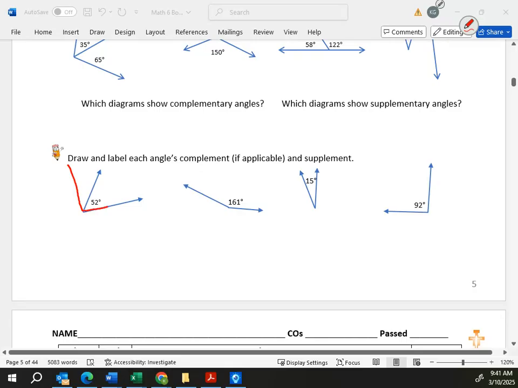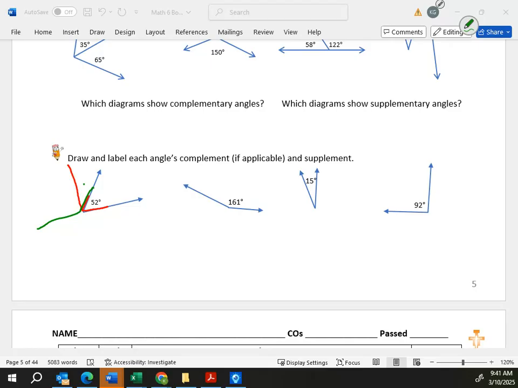So what would this angle be that would make it complementary? And then what would this angle be that would make it supplementary? So for this one, you're going to have to give me two angle measurements. One for that to make it 180 degrees and one for the 90 degrees. So some of them you have to give two angle measurements. Some of them you just give the one if it's already bigger than 90 degrees.